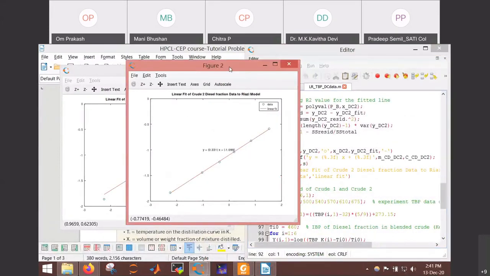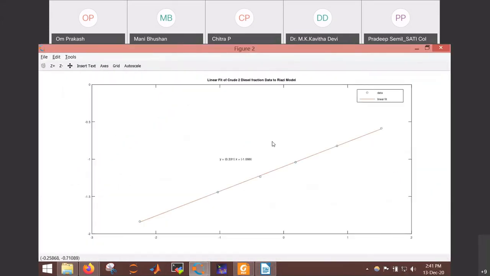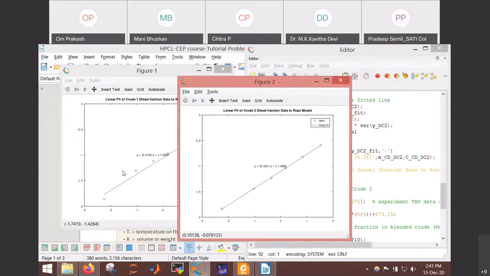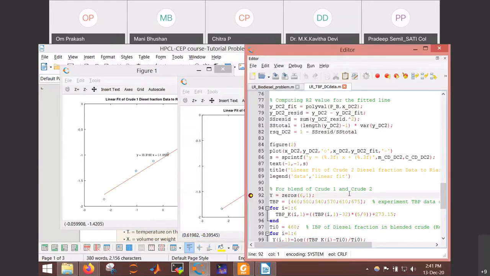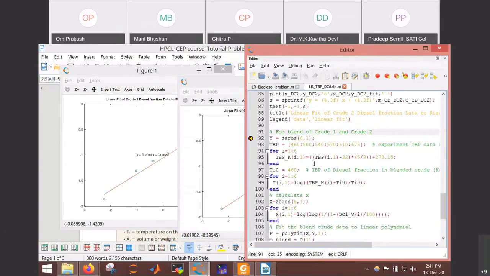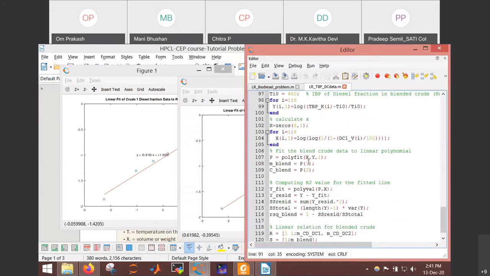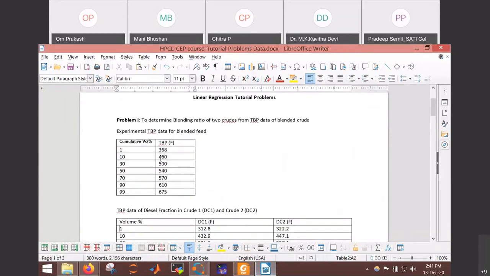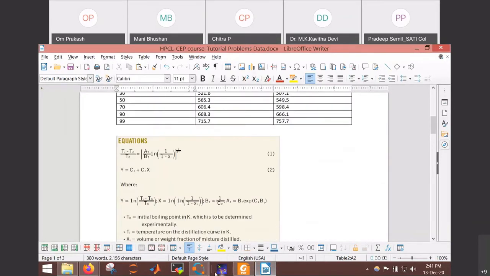So this is the fit for the second crude. I need this slope value, 0.331 for this one and 0.318 for this one, to find my blending ratio. So the same operation I will do for my desired crude. My desired crude TVP and volume fraction were given here. The same thing I will do again.